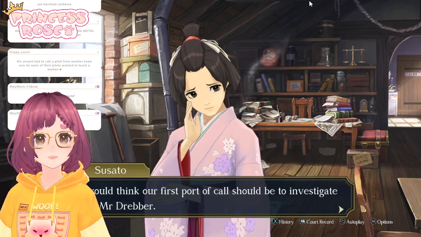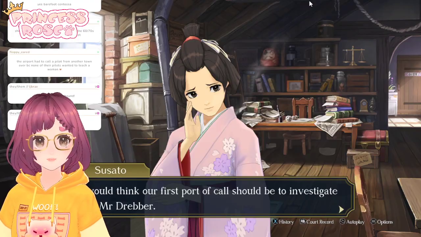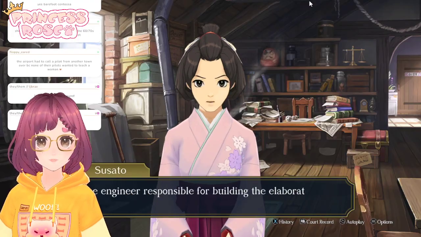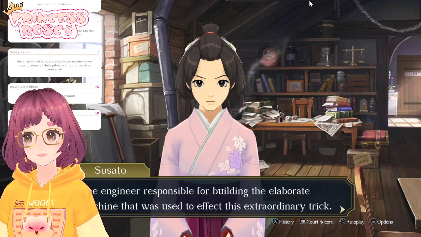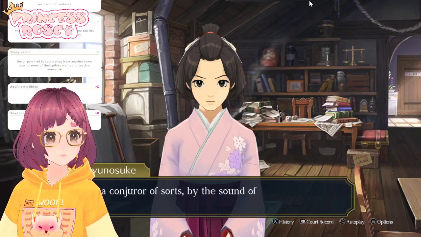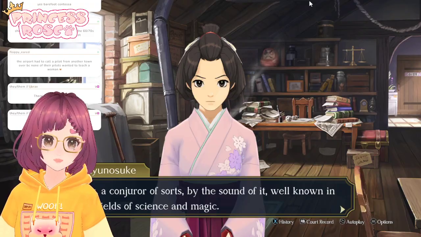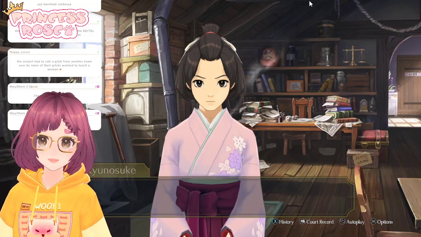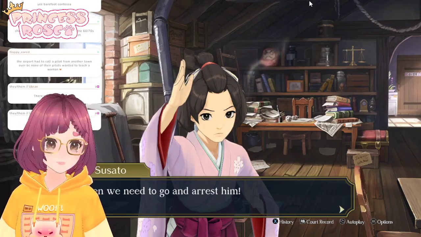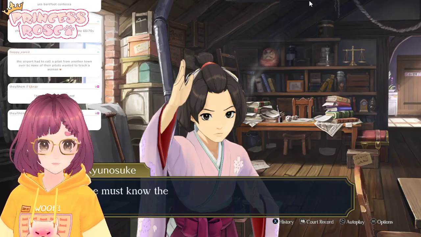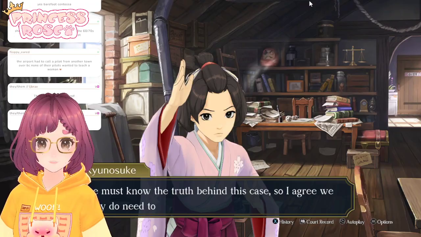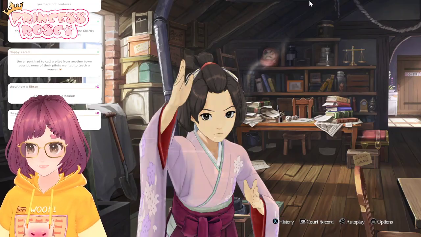I would think our first port of call should be to investigate this Mr. Drebber, the engineer responsible for building the elaborate machine that was used to effect this extraordinary trick. Yes, a conjurer of sorts, by the sound of it, well known in the fields of science and magic. Then, we need to go and arrest him! Well, yes. He must know the truth behind this case, so I agree we really do need to find the man.